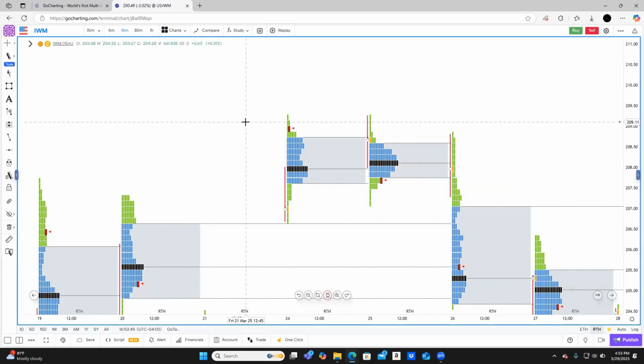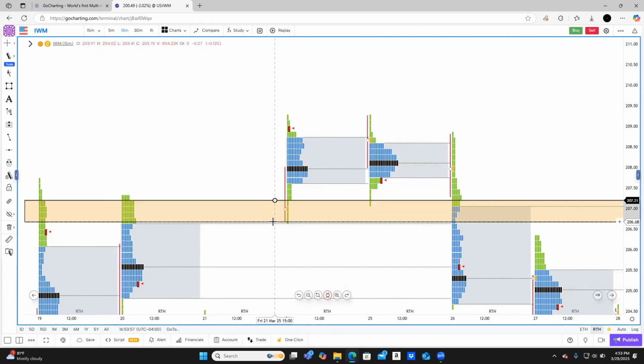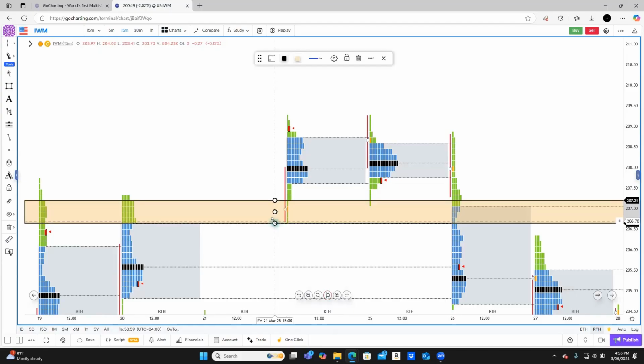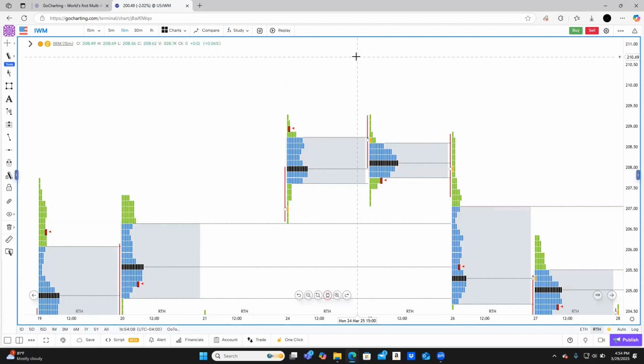You would play it just like the standard 70%, where you would fade from the top of fair value, or you would buy from the bottom of fair value, or as you may see single print here, you would assume that there's buyers sitting there as well. Or if there was a single print up here, just like this one, you would assume to sell from there. So how do you play it? Just again, you would play it like the 70%.